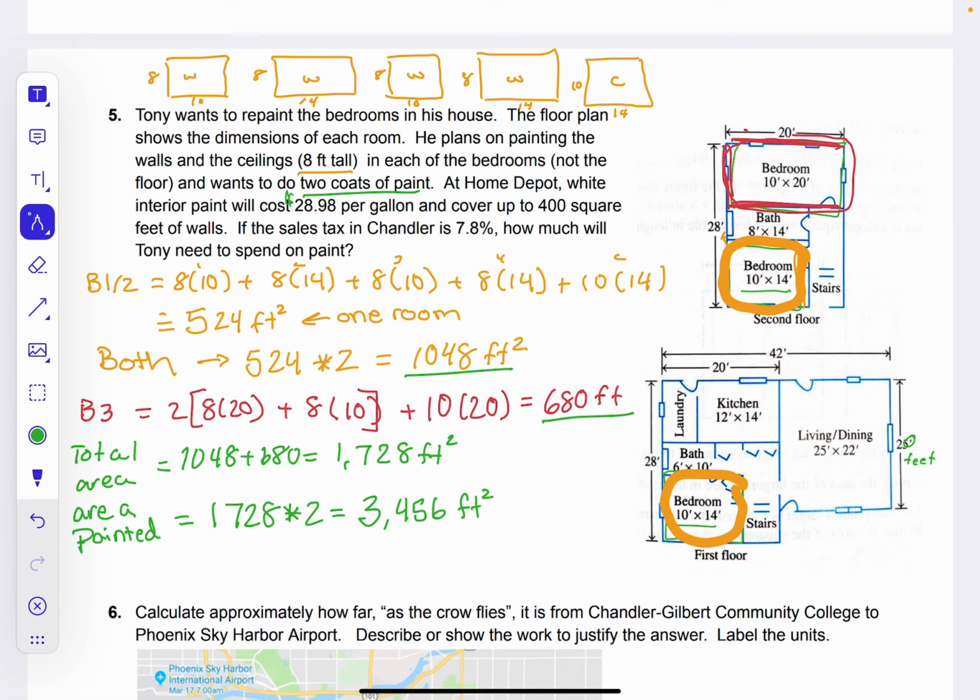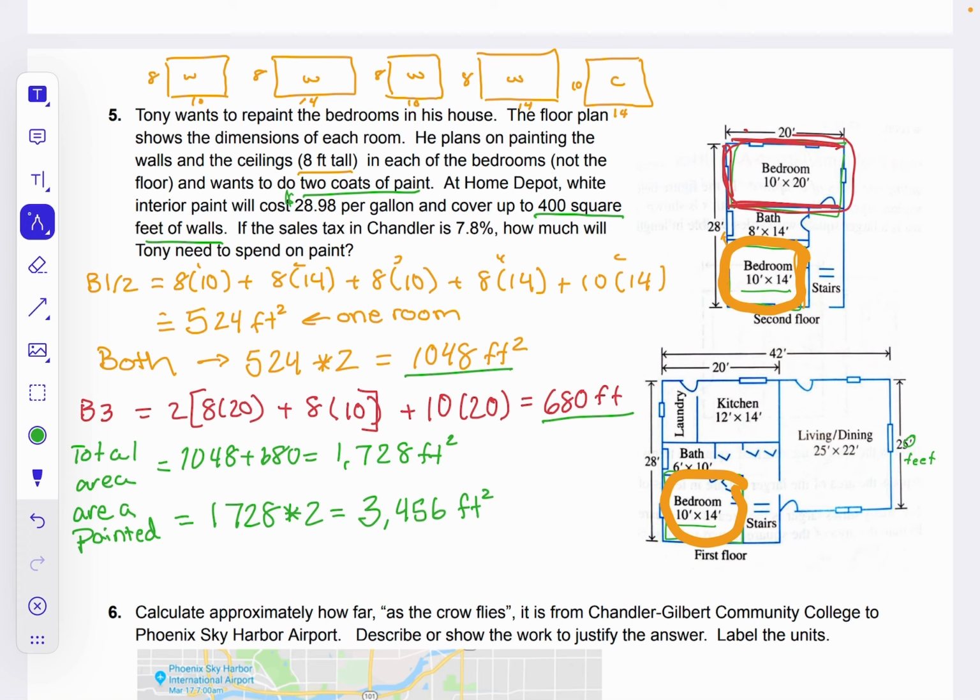Okay, so that's the amount of wall and ceiling space I need to paint. Now let's focus on the paint. So cans of paint are typically going to tell you how much area they can cover, and it's an ish. So you probably want to buy a little extra, just so you know. You want to round up and not round down. And we're told this covers 400 square feet of walls. So every time we have 400 square feet, we need 1 gallon of paint.